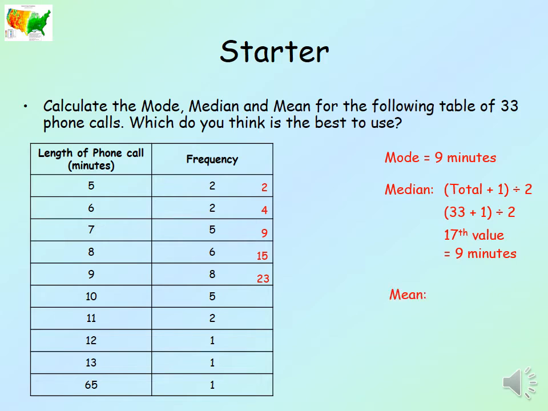Okay, now for the biggie, the mean. We need to calculate the total length of the phone calls, so we need to multiply length by frequency. So we create another column, and that is our formula there. So frequency times length, and 5 times 2 is 10, 6 times 2 is 12, and so on.